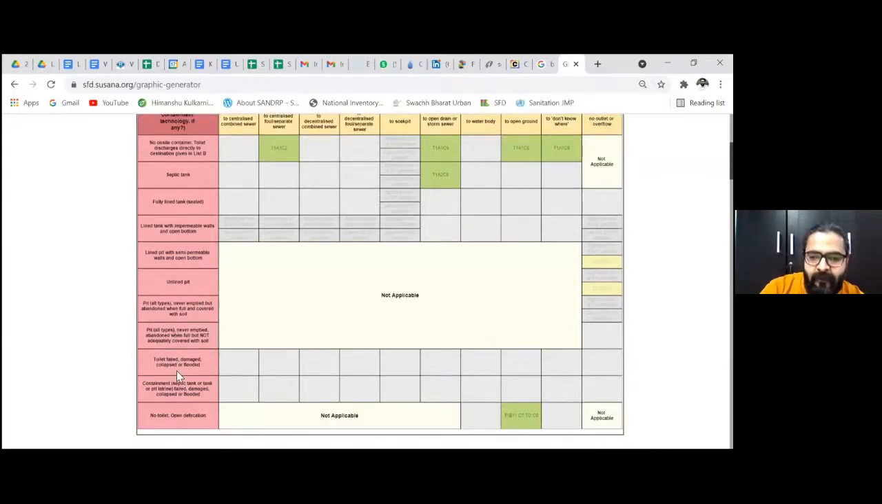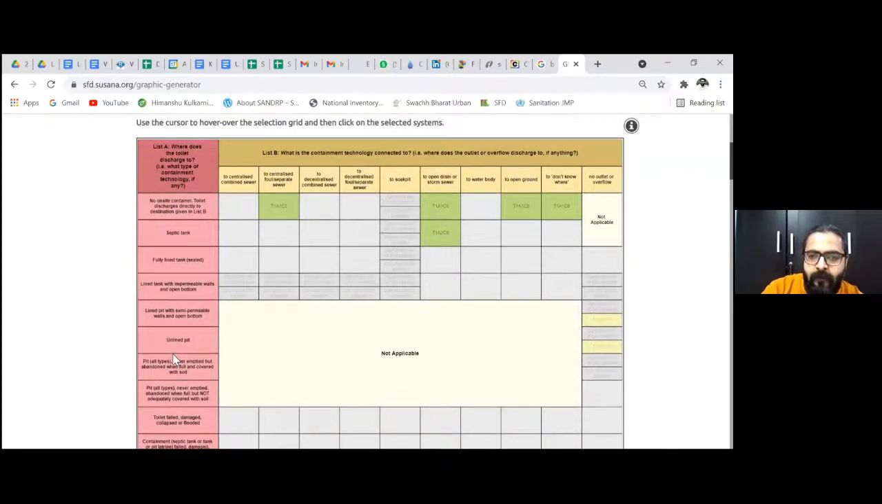Somebody was asking what if a toilet has failed. There is an option of failed toilets as well. You could choose your failed toilet. What is it connected to? Just choose it. Then there is no toilet, open defecation. You can choose open defecation.